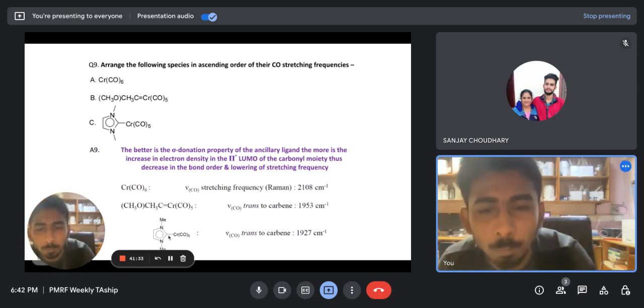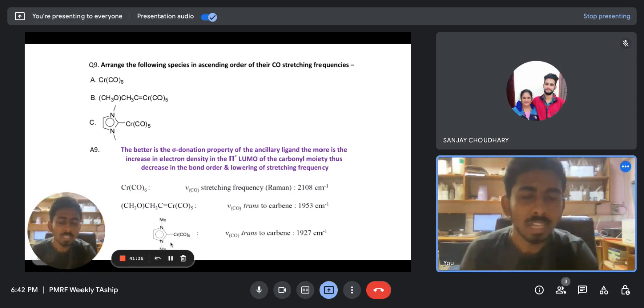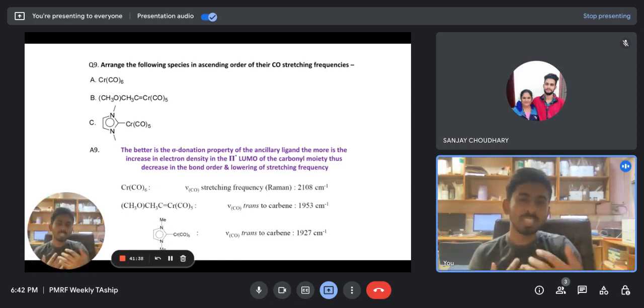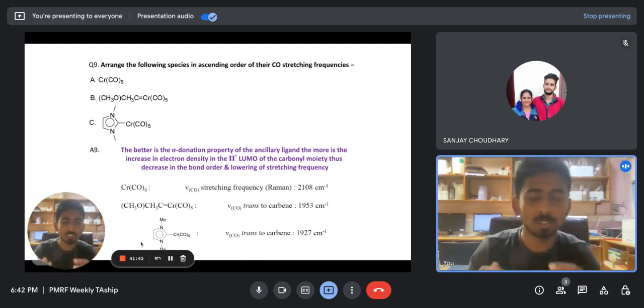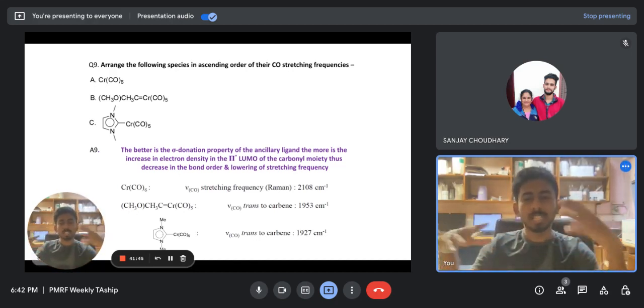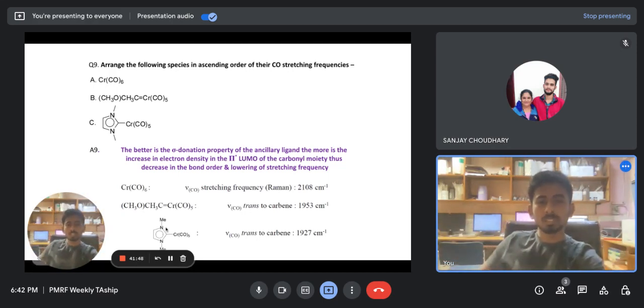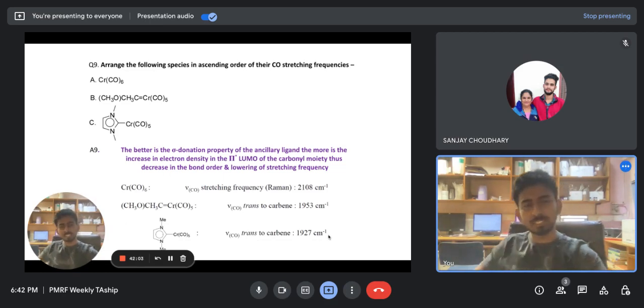But here you can see both the nitrogen atoms are actually bound to the carbon, and because nitrogen atom is also more electropositive in nature, or less electronegative in nature, than the oxygen, the electron donation property of the nitrogen is more. Since both nitrogen atoms are there, the electron donation property of the NHC is actually far better than the sigma donation property from this Fischer type of carbene. That's why in this case the new CO trans to the carbene is having a stretching frequency even lower than this Fischer carbene, that is 1927 centimeter inverse.